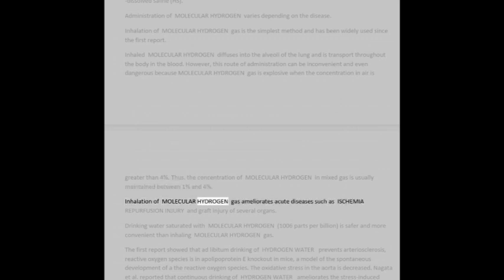Inhalation of molecular hydrogen gas ameliorates acute diseases such as ischemia-reperfusion injury and graft injury of several organs. Drinking water saturated with molecular hydrogen, 1,006 parts per billion, is safer and more convenient than inhaling molecular hydrogen gas. The first report showed that ad libitum drinking of hydrogen water prevents arteriosclerosis in apolipoprotein E knockout mice, a model of the spontaneous development of arteriosclerosis. The oxidative stress in the aorta is decreased.